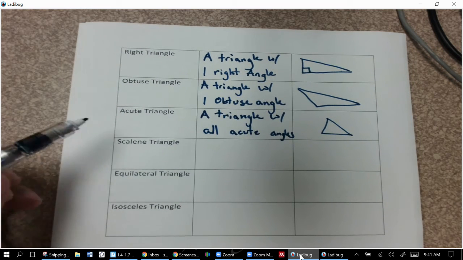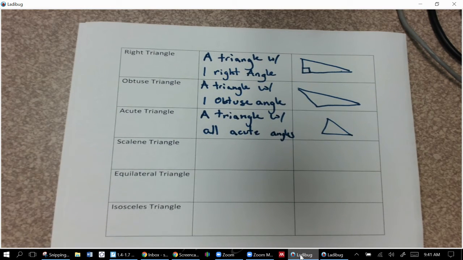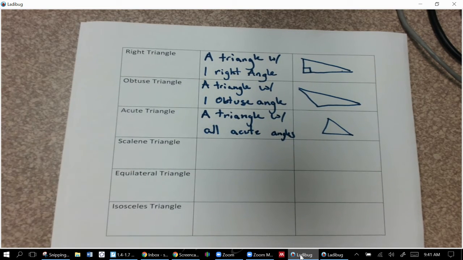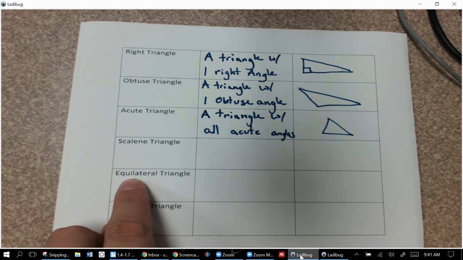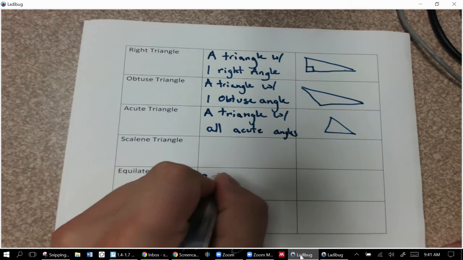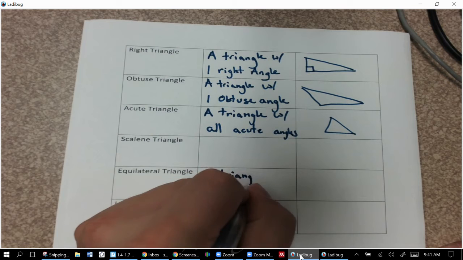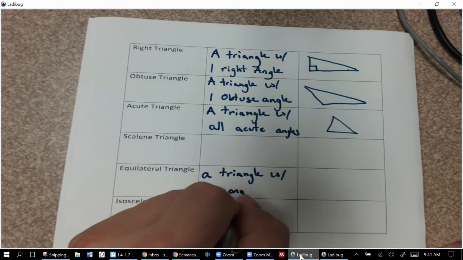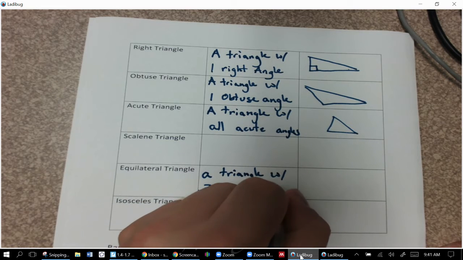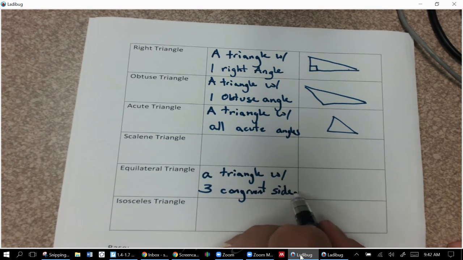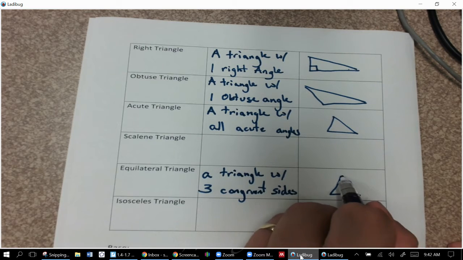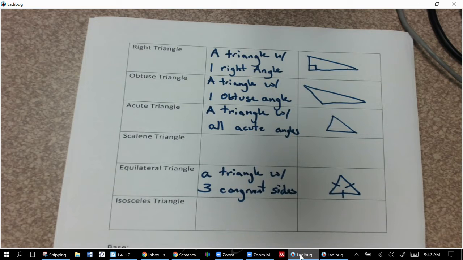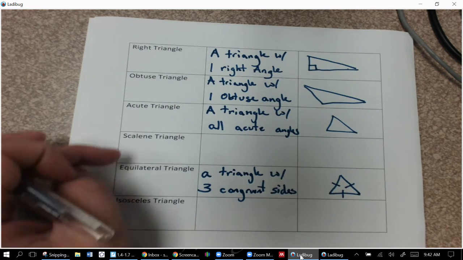Okay, now these 3 words, scalene, equilateral, and isosceles. The first 3 all had to do with angles. The second 3 all have to do with sides. Now we've used that word before, equilateral. That's going to be a triangle with 3 congruent sides. Now think about how I'm going to draw that. In order to know that something is equilateral, I've got to put the marks on it. 3 equal sides.